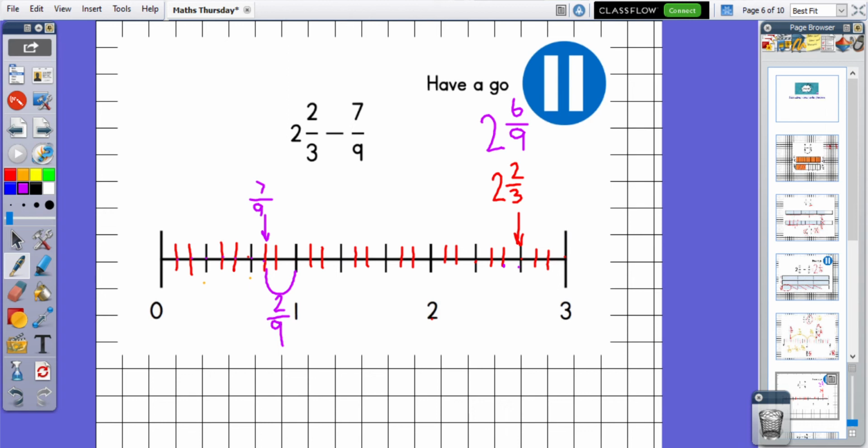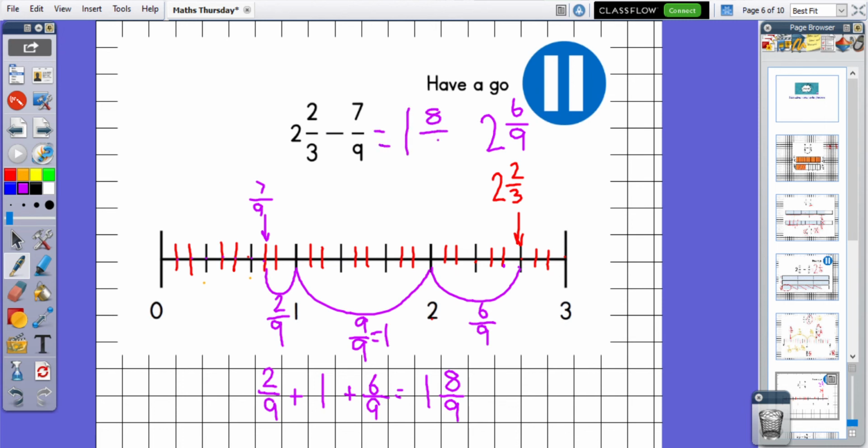Then I'm going to go straight from 1 to 2, which is a whole jump. It's 9 ninths, or a whole, okay? Then I'm going to go from 2 to 2 and 6 ninths, so that's here. So the jump there is 6 ninths, not 2 and 6 ninths, because remember I'm already at 2. So this time what I need to do is add 2 ninths, add 1, add 6 ninths, okay? So my 1 starts first, then I've got 6, add 2 to give me 8 ninths. So my answer is 1 and 8 ninths. So I found the difference to find the answer to this calculation.